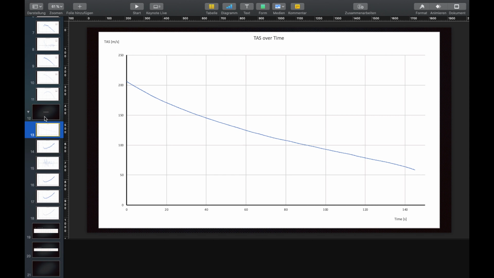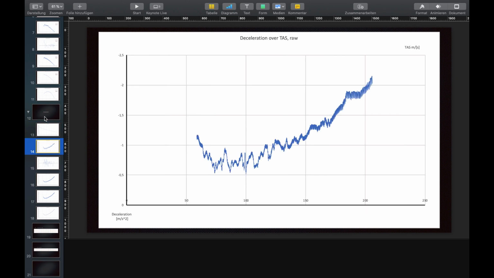Again, like in the previous video, the change in true airspeed over time is interesting, but the change in true airspeed over true airspeed is actually a lot more interesting. So what I calculated is the deceleration rate of the aircraft over true airspeed. While I was flying very fast, I had a pretty high deceleration, and as I slowed down, I had less and less deceleration.